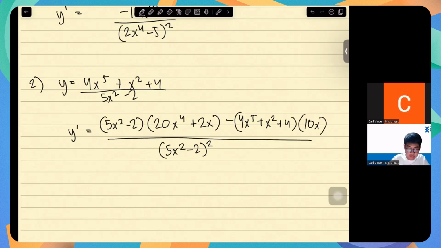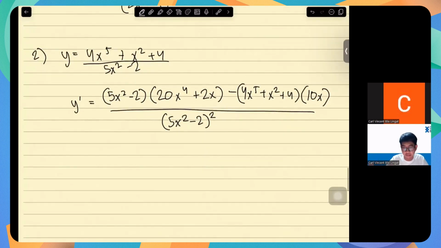Normally you would simplify this, but I will consider this as our final answer since a lot of math professors would pretty much prefer you to leave it like that since they don't want to give you a hard time. So just a reminder, this is our final answer.